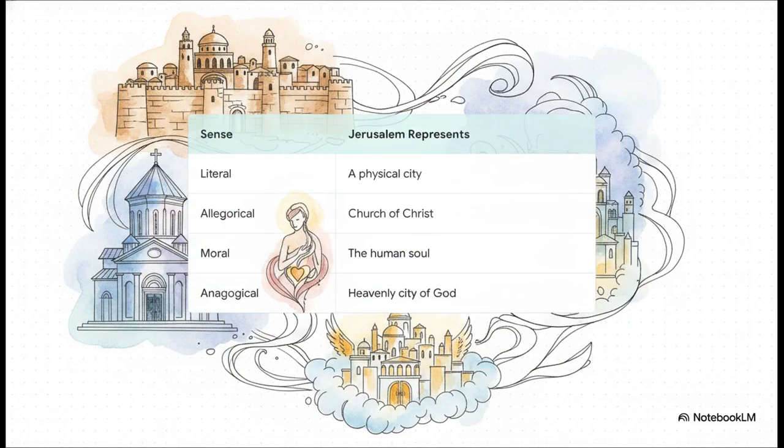Now, to really wrap your head around this, look at how perfectly this entire framework comes together when we map all 4 layers onto one single anchor point. Take the city of Jerusalem, for example. When you read the word Jerusalem in a text, the literal sense tells you, okay, it's a physical, historical city in Judea. But the allegorical sense tells you it represents the Church of Christ. The moral sense tells you it represents the individual human soul. And then the anagogical sense tells you it represents the ultimate heavenly city of God. I mean, that is just incredible. 4 beautifully distinct, rich layers of meaning, all extracted from one single concept.